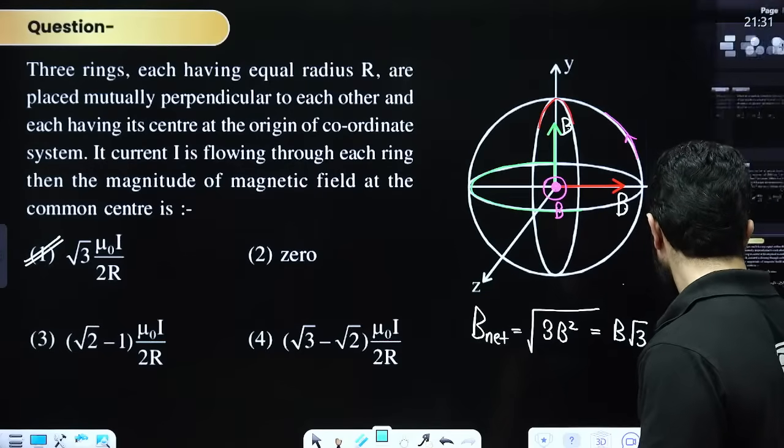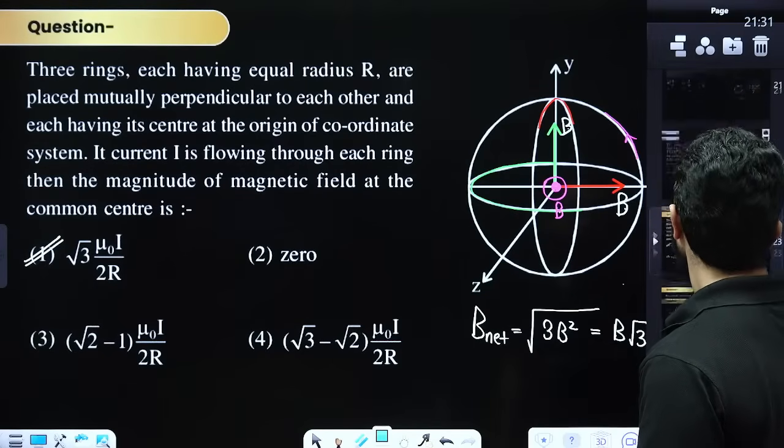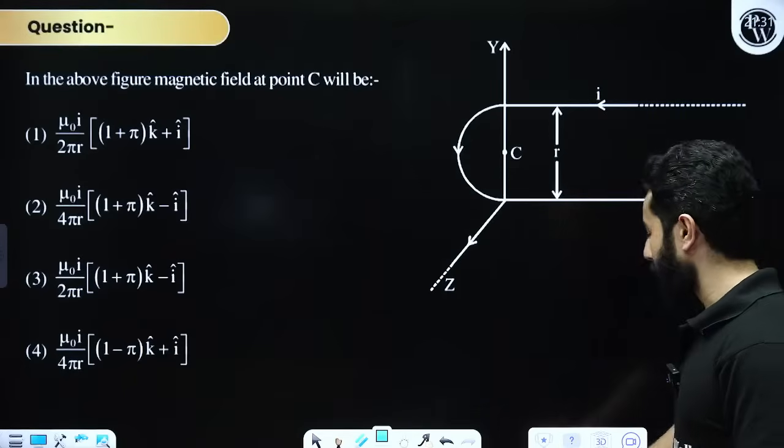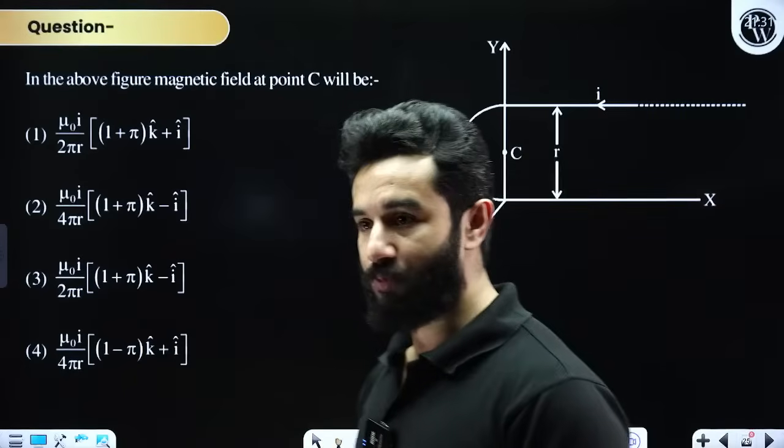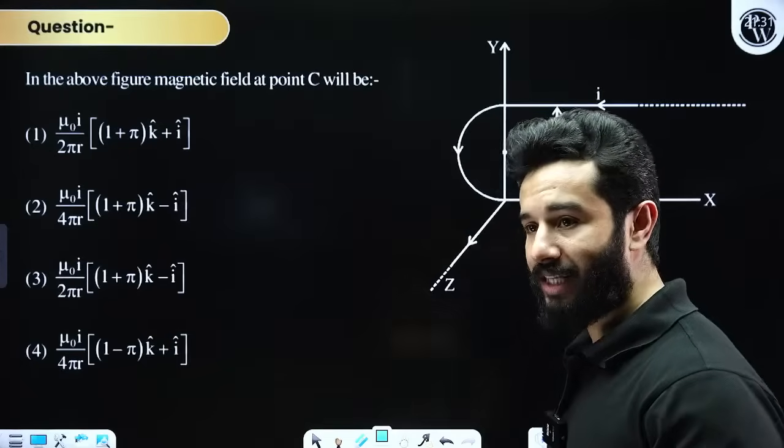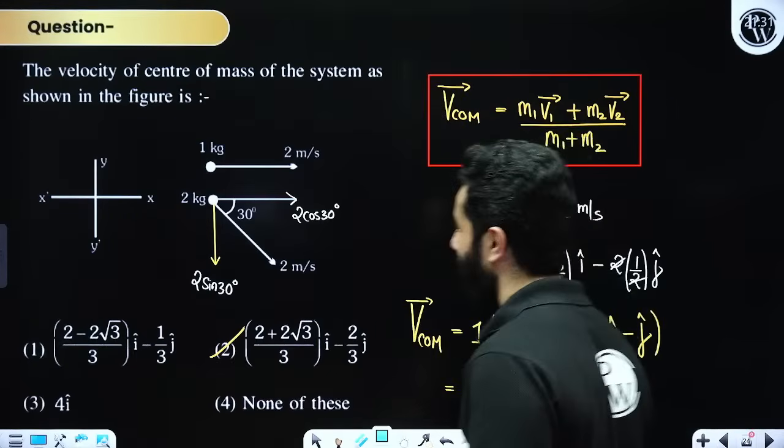ठीक है, चलो moving on to the next one now. Moving on to the next one. One more question related with magnetic field. Nice problem. नहीं समझ में आया? Shall I explain it again? Okay, no problem. I'll explain it again.